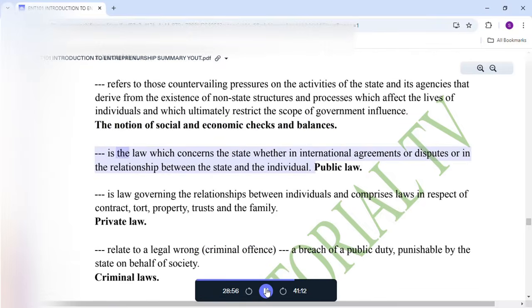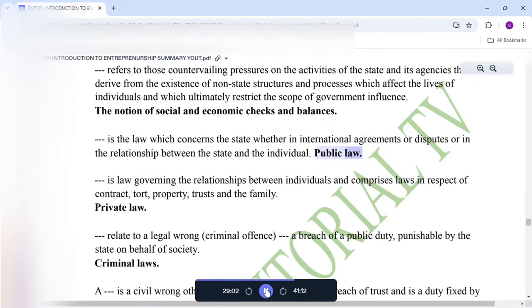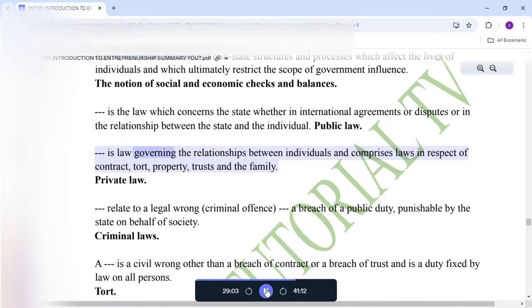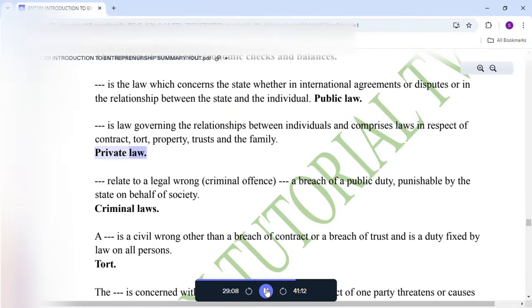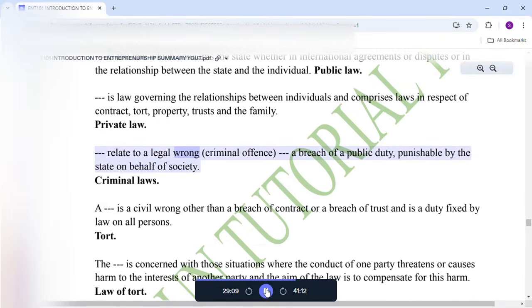Public law is the law which concerns the state, whether in international agreements or disputes or in the relationship between the state and the individual. Public law. Private law is law governing the relationships between individuals and comprises laws in respect of contract, tort, property, trusts and the family. Private law. Criminal laws relate to a legal wrong, a criminal offense, a breach of a public duty, punishable by the state on behalf of society.